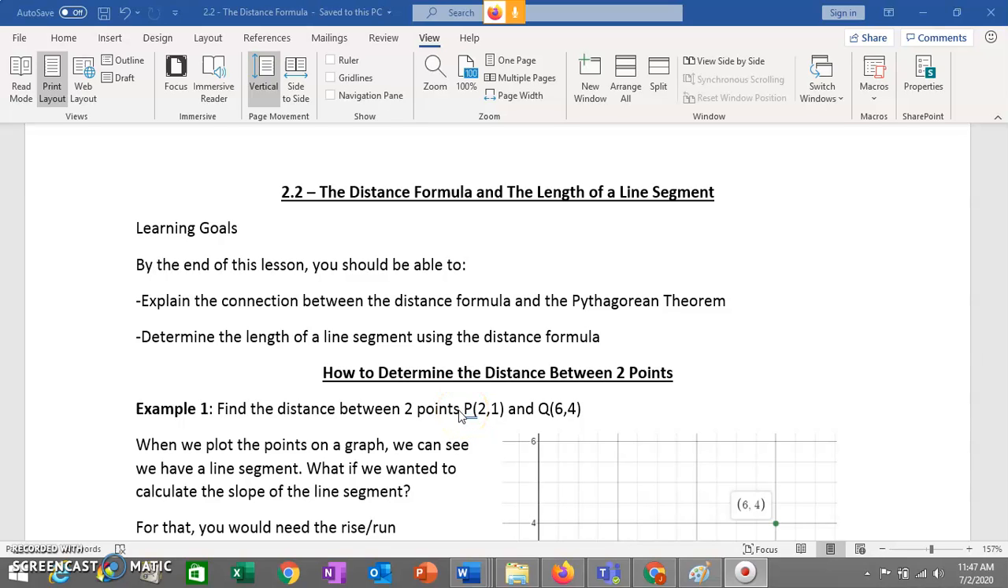Hi everyone, so this is Unit 2, Lesson 2. We're going to be looking at how to find the length of a line segment using the distance formula.